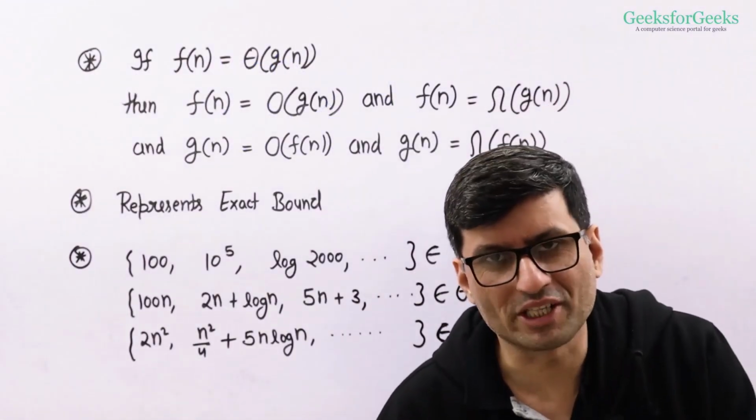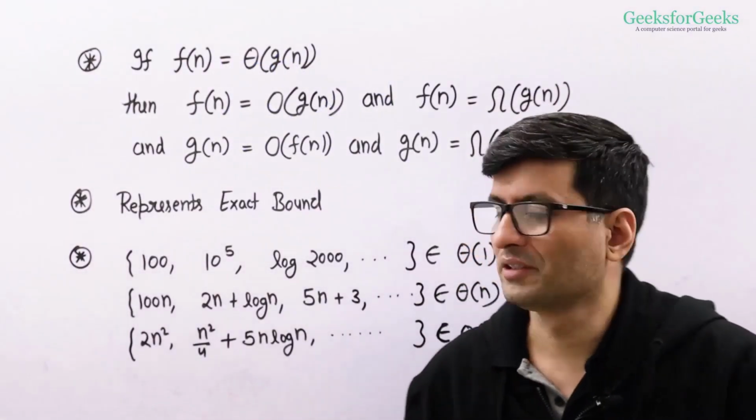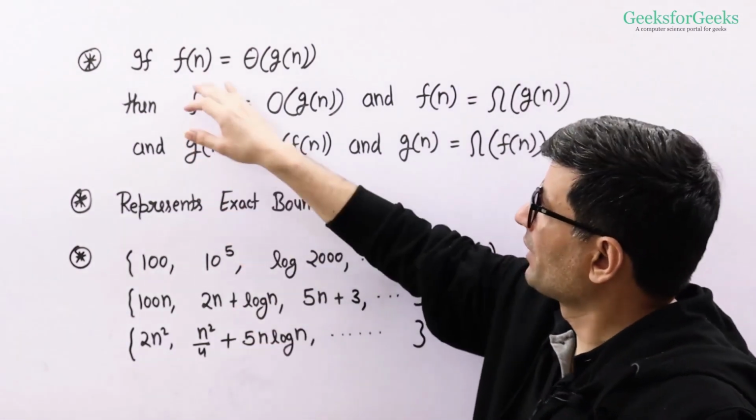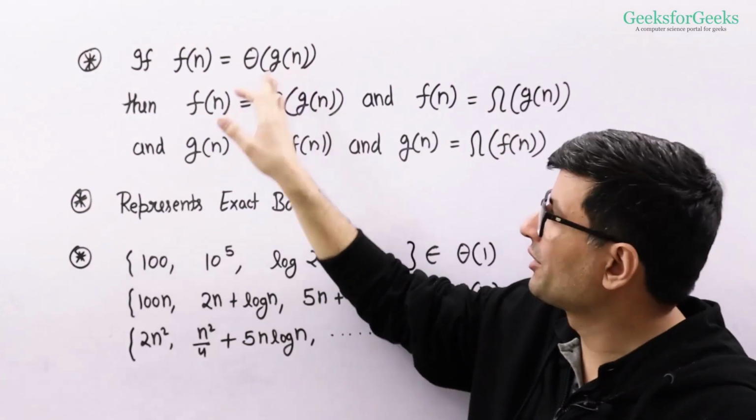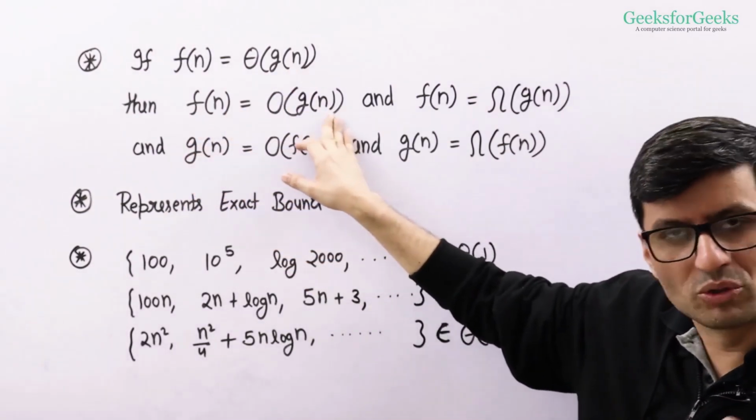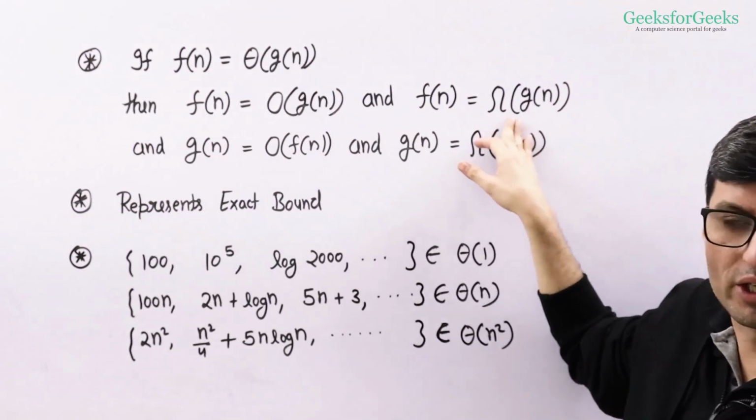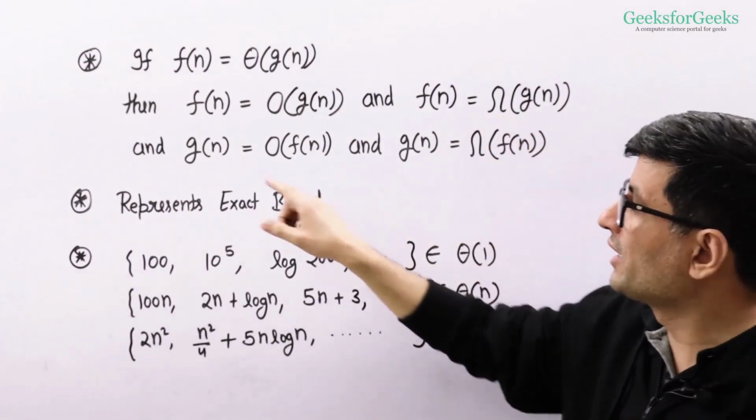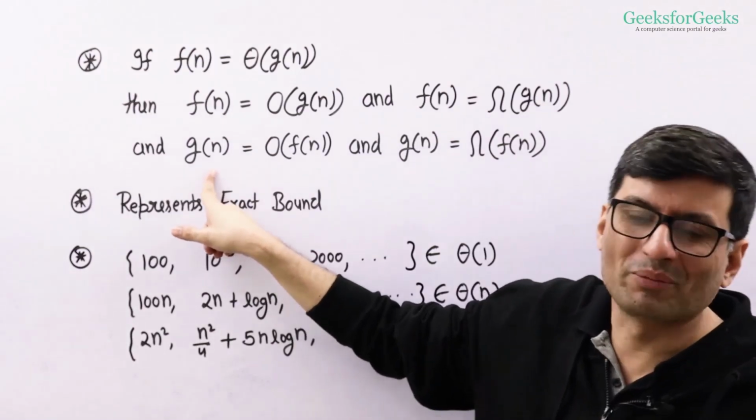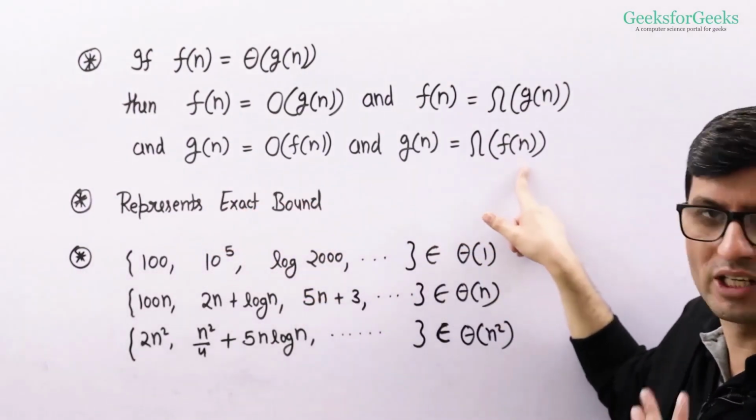Let's now see some interesting facts about theta notation. The first fact is, if Fn is theta of Gn, it means Fn can be written as big O of Gn also, big omega of Gn also, right? And Gn can be written as big O of Fn and big omega of Fn.